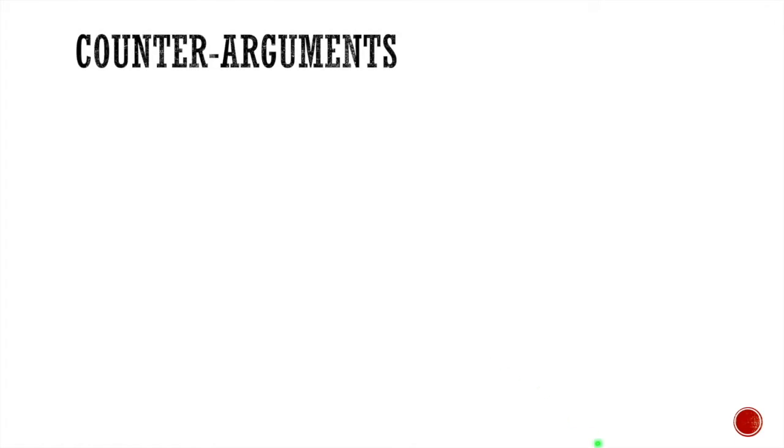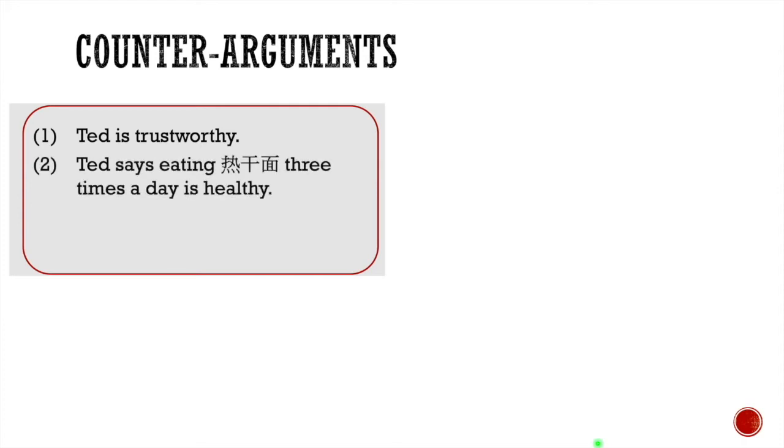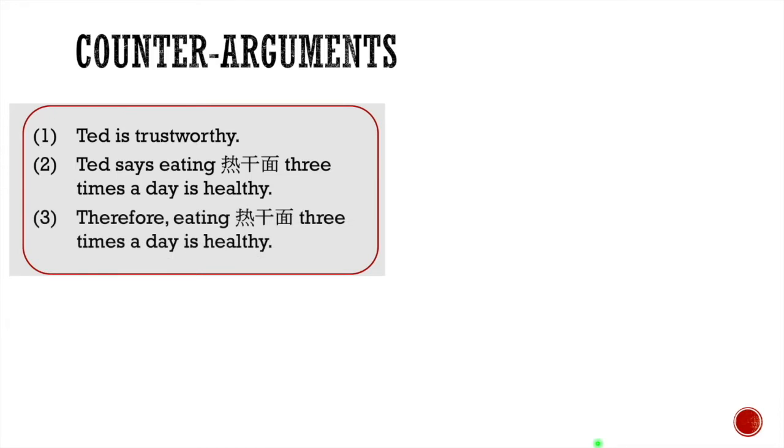Now let's talk about counter-arguments. So consider this argument. Premise 1, Ted is trustworthy. We can trust Ted. Premise 2, Ted says that eating ruganmian 3 times a day is healthy. Therefore, eating ruganmian 3 times a day is healthy. Now, there's our original argument.